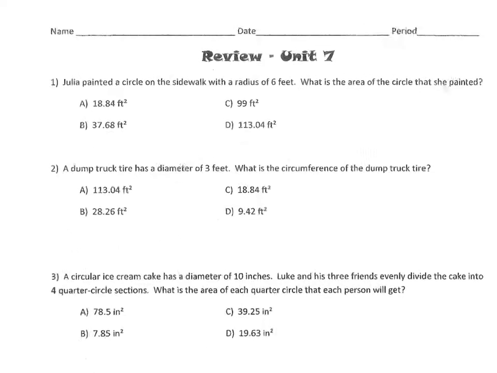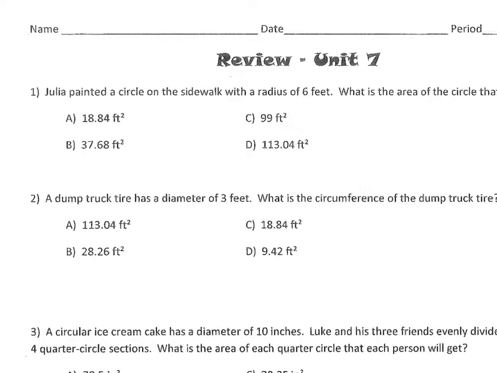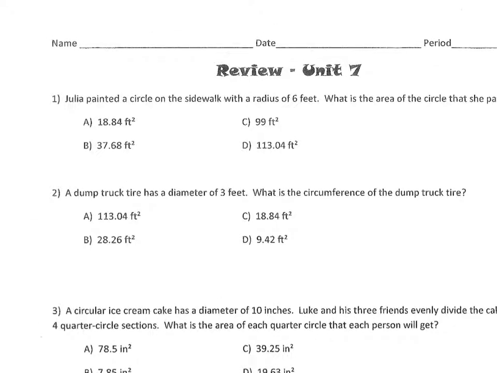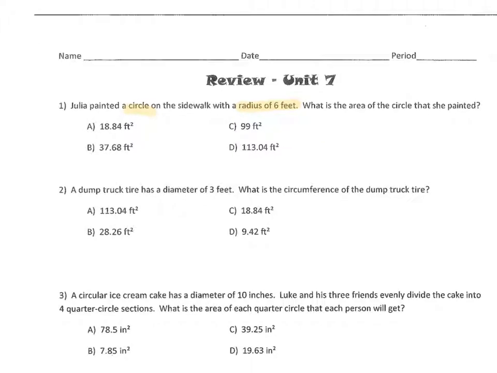Okay, Unit 7 review. Number 1, Julia painted a circle on the sidewalk with a radius of 6 feet. What is the area of the circle that she painted? So I've been obnoxious in class, and I'll be obnoxious on the video. Write your formula down every single time, every single question, so you know exactly what you need to plug in.